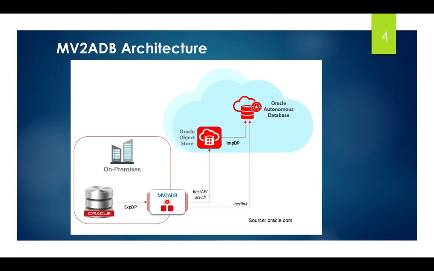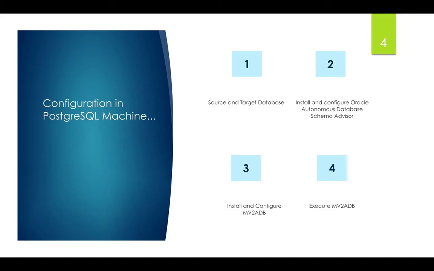There are multiple steps involved. You can verify, and you can create the object store bucket. Then you can export to a local file system. From the local system you can transfer the export dump, the particular export backup, into the object store, and from the object store you can do the import and migrate the data to the Oracle Autonomous Database. Here are the steps we are going to discuss.